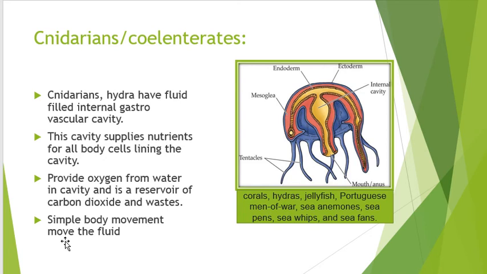Simple body movements allow the movement of fluids inside the body, meaning that there is no separate system for the movement of materials including water inside the body, and these are the movements of animals that allow the distribution of these materials inside the body. The examples of cnidarians include corals, hydra, jellyfish, Portuguese man of war, sea anemones, and all of these are mentioned here.